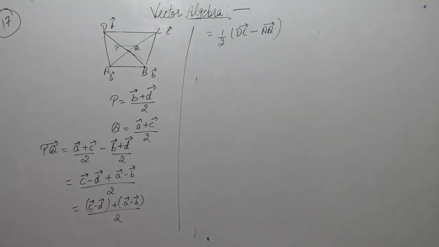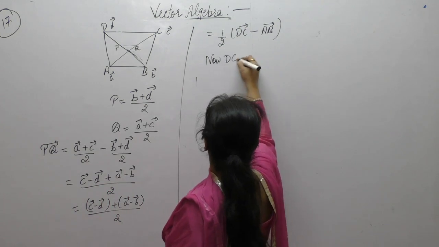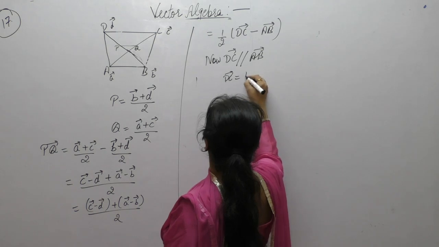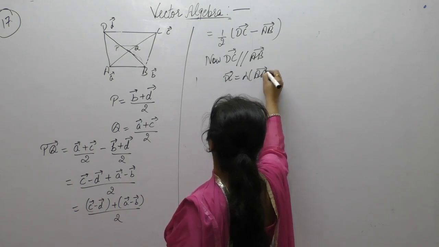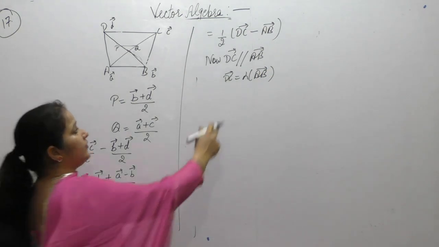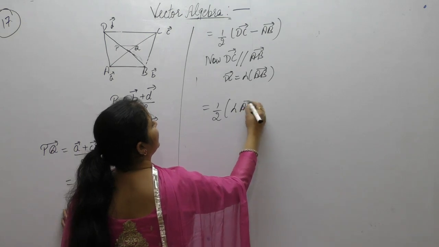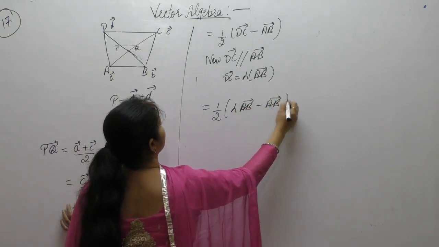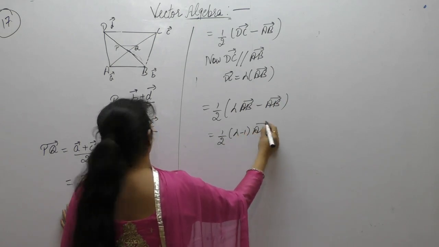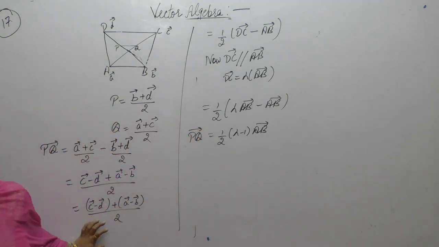Now DC is parallel to AB. Therefore DC vector is equals to some constant lambda into AB vector. Put the value of DC here, 1 by 2 lambda AB vector minus AB vector, 1 by 2 lambda minus 1 AB vector. PQ vector is equals to this.